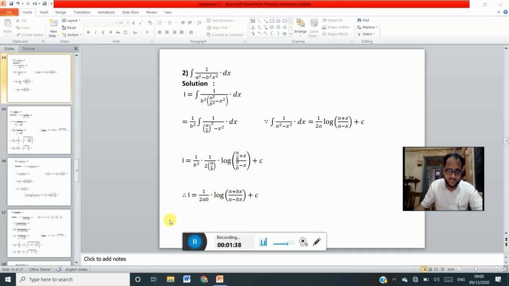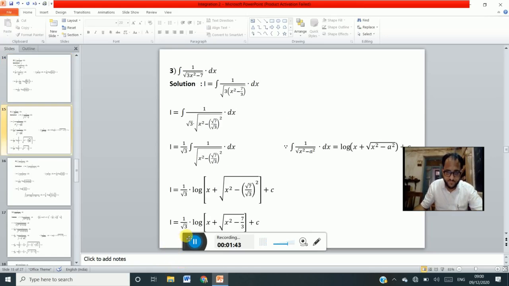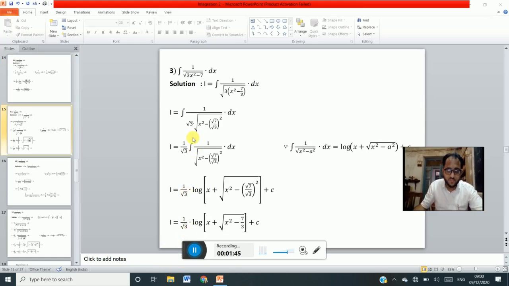Okay, now see the second example of this type, the third one actually: evaluate integration of 1 upon root 3x square minus 7 dx, right? So let I be the given integral. In the first step, we make the coefficient of x square as 1. For that, take 3 common outside the bracket, and the remaining is x square minus 7 by 3, because we take 3 common, right?